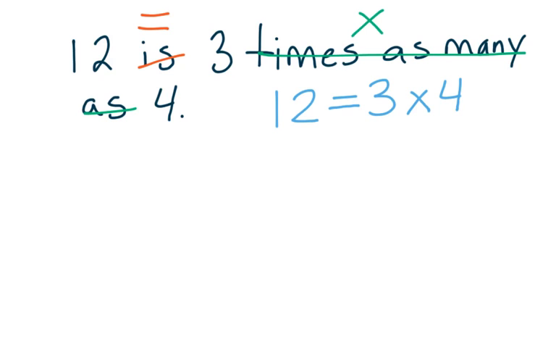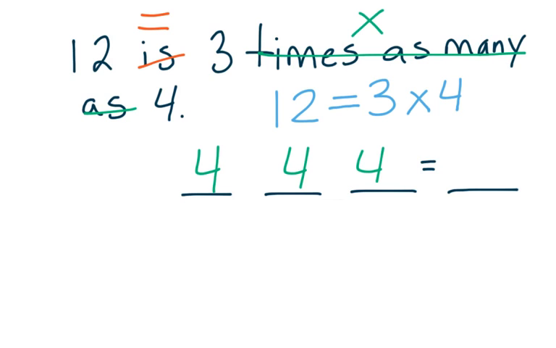Now, we want to use a model to represent 12 equals 3 times 4. And we need to figure out, well, what does that mean? This expression means that if we have 4s 3 times, so 3 4s, that we are going to equal, when we add that up, 12. That's it. 12 equals 3 times 4. That means we have 3 4s.